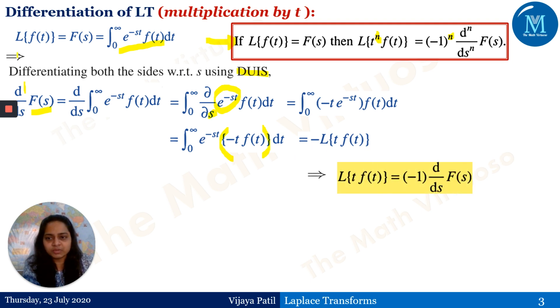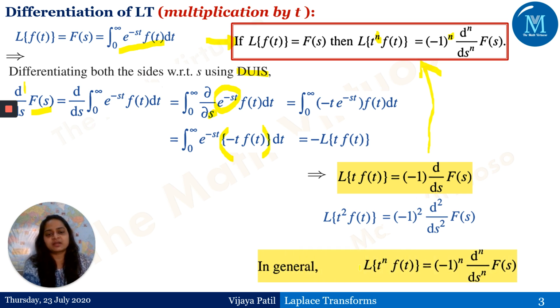Therefore, this formula, we can write it down as Laplace of t into f of t is minus 1 times d upon ds of f of s, as per the statement of this theorem. And if we try to generalize this, for t square, if I'm multiplying this function f of t by t square, it would be minus 1 to the power 2, d square upon ds square of f of s.